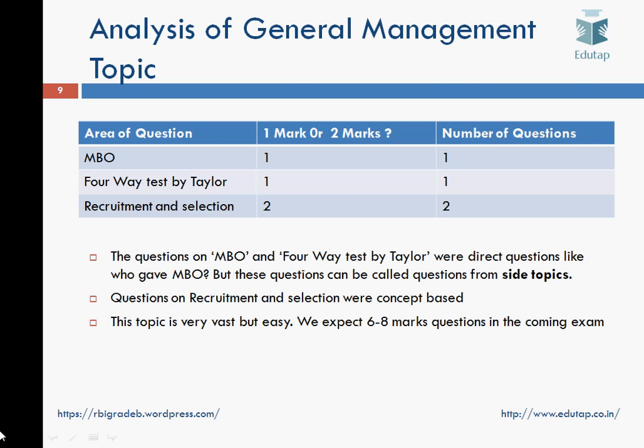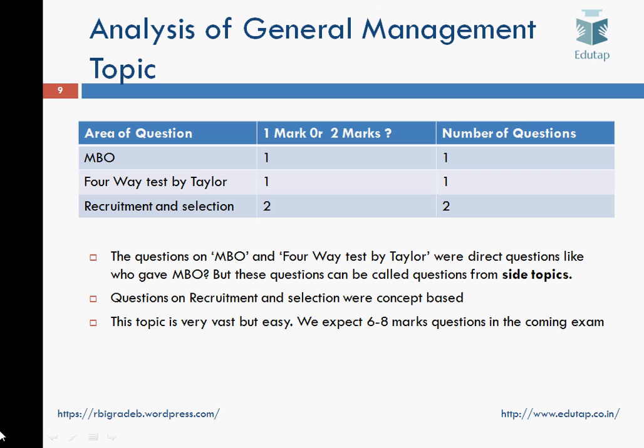You may read the main topic from the book or Google, but you might not come across these side topics. Or even if you come across these side topics while searching on Google, you might skip them thinking they are not important. The classic example of such kind of side topic is a question on 4-way test by Taylor on ethics in management. If you see the syllabus, you will not see any subtopic on ethics. So this question from ethics topic is though related to management, but we can say that this question was from a side topic.